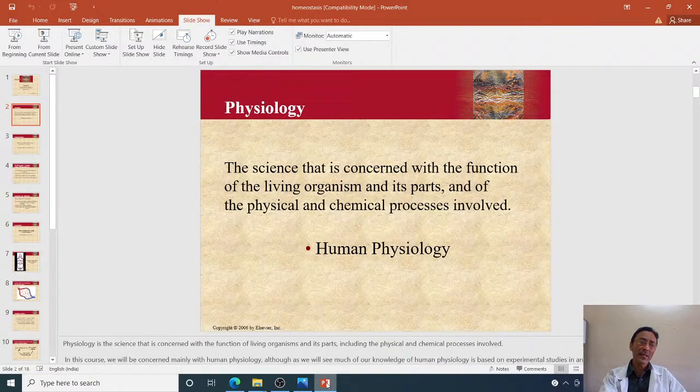Let's say, for example, the respiratory system. How is it that the body is maintaining a constant respiratory rate of 12 per minute, or how is it that the body maintains a constant heart rate of around 70 to 80 beats per minute? How is it that the blood pressure in the body is maintained in the normal range of, let's say, 120 to 130 systolic and 80 to 90 diastolic? This is the understanding of the functioning of the body.